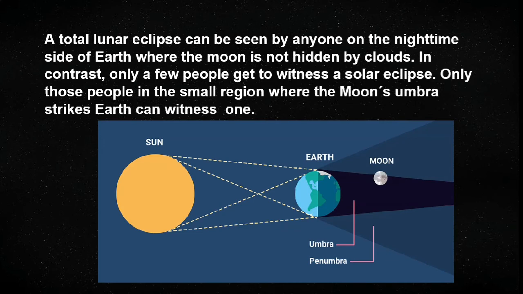A total lunar eclipse can be seen by anyone on the nighttime side of Earth where the Moon is not hidden by clouds. In contrast, only a few people get to witness a solar eclipse. Only those people in the small region where the Moon's umbra strikes Earth can witness one.